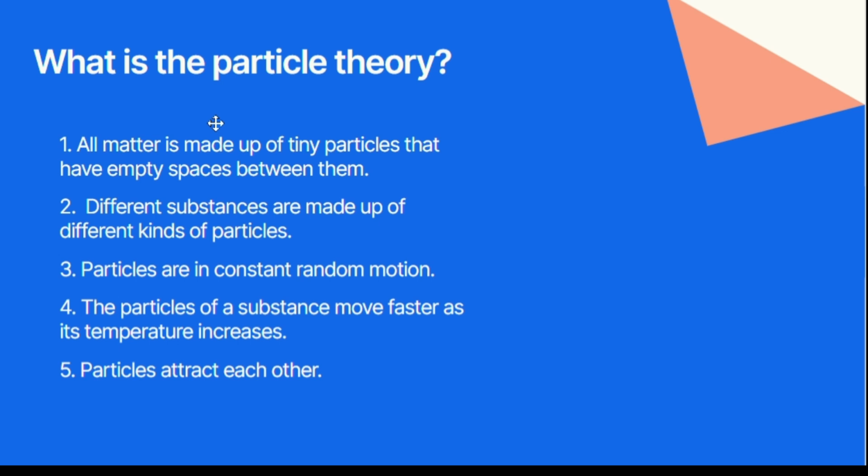So what is the particle theory? You may have heard of the particle theory, which has 5 rules. 1. All matter is made of tiny particles that have empty spaces between them. 2. Different substances are made up of different kinds of particles. 3. Particles are in constant random motion. 4. The particles of a substance move faster as its temperature increases. And 5. Particles attract each other.